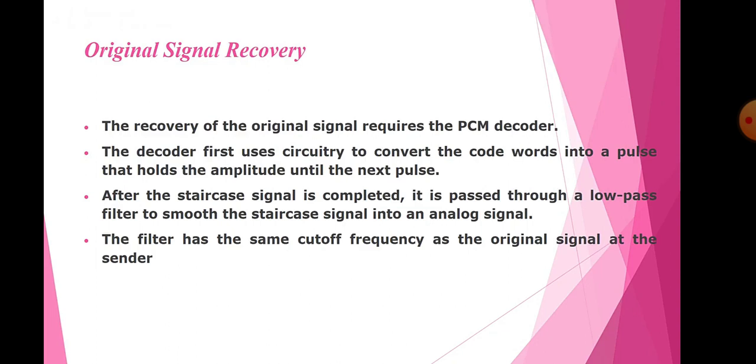Original signal recovery. The recovery of the original signal requires a PCM decoder block. Why? Because the PCM encoder converts the analog signal to digital data. Now once again we have to get back our original signal, that is from digital to analog. The decoder first uses circuitry to convert the code words into a pulse that holds the amplitude until the next pulse. After the staircase signal is completed, it is passed through the low pass filter in order to smooth the staircase signal into an analog signal. We can also make use of filters that have the same cutoff frequency as the original signal.